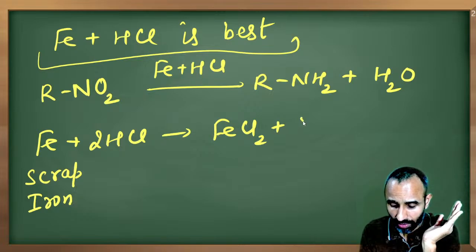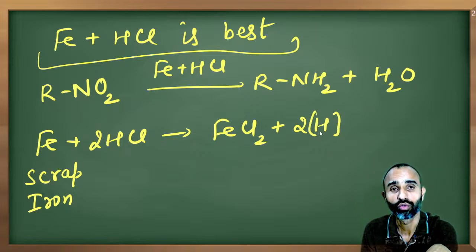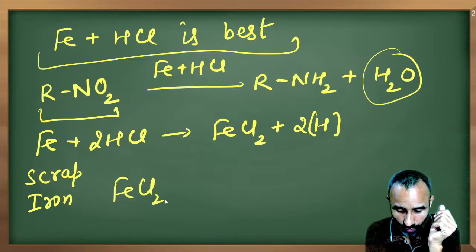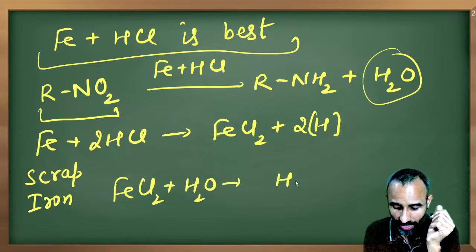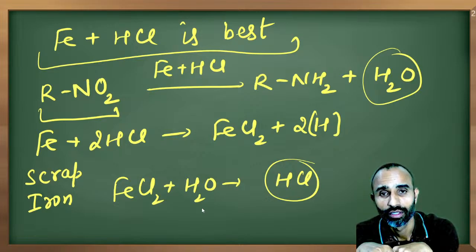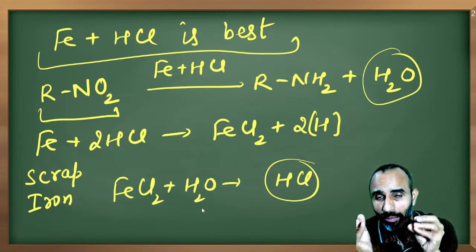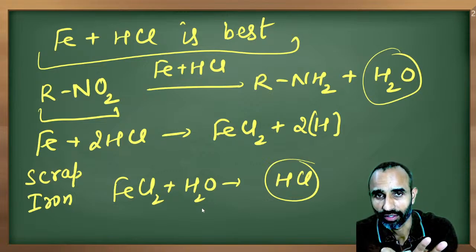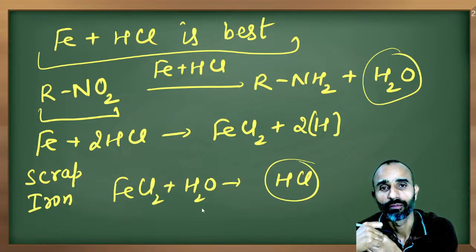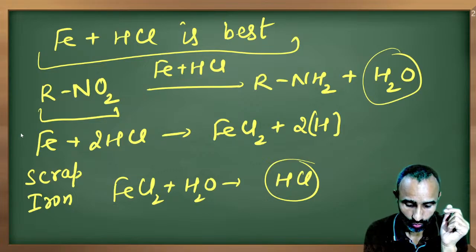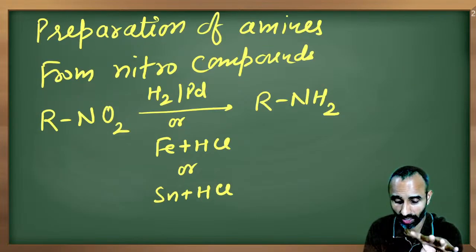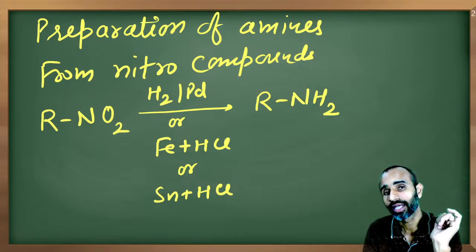So we get hydrogen to reduce the nitro compound. Now as water is formed, the FeCl2 formed gets hydrolyzed by this water and we get back HCl. So the HCl used during the reaction is recovered. So the only chemical utilized is scrap iron. So it is an economical process because scrap iron is a very cheap material. Okay, so this is the best method to prepare amine from nitro compound. So keep in mind there are three main reagents: H2/Pd, Fe/HCl and Sn/HCl.